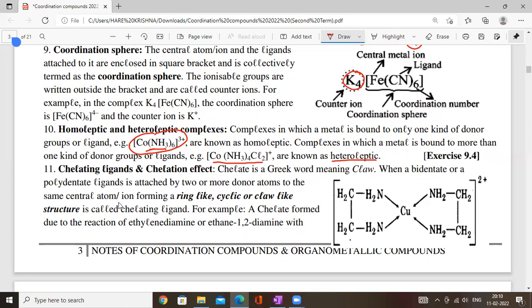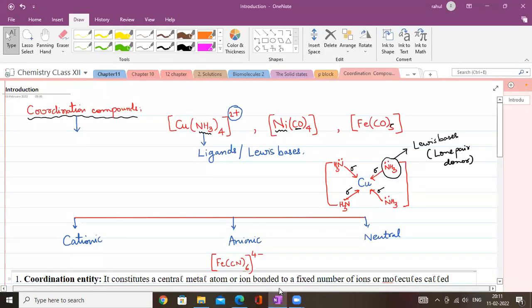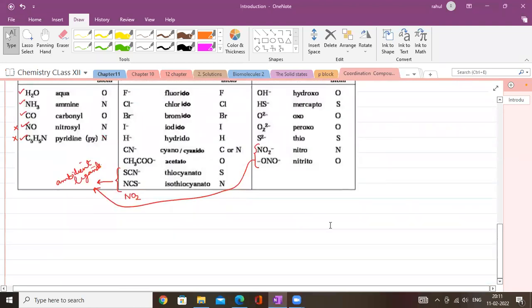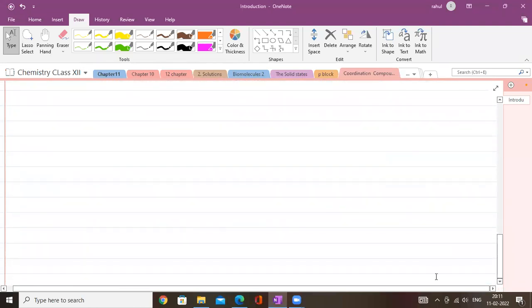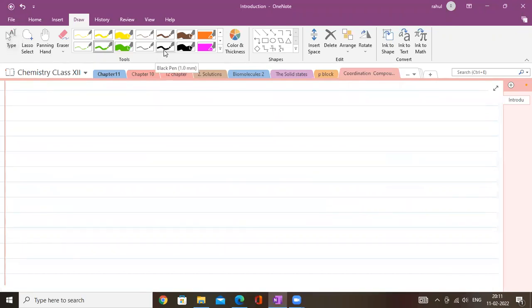The next term that we are going to take up right now is chelating ligand and the chelation effect. A very important topic. The word chelation or chelate is derived from a Greek word that means claw, sometimes also called a ring-like structure or cyclic structure, or as I said, a claw-like structure. Now, whenever a bidentate, I repeat, whenever a bidentate or polydentate ligand is attached to the central atom, forming a ring-like structure, then it is exactly called a chelating complex.